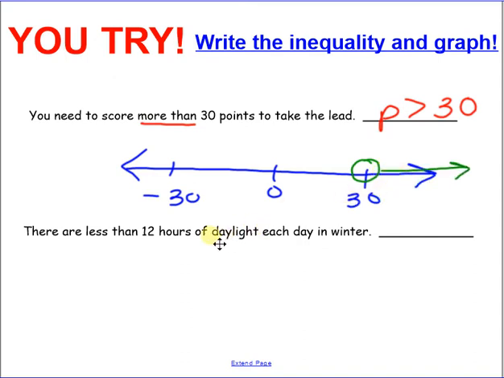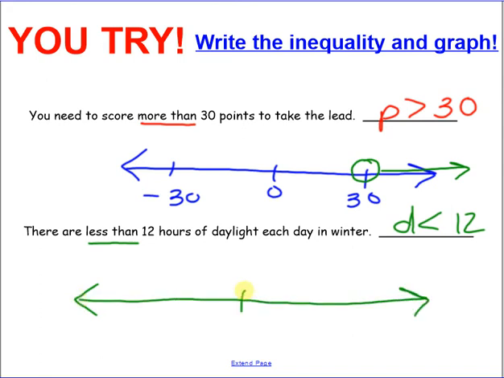Okay? The next one says there are less than 12 hours of daylight each winter. So "less than" is going to be our keyword. I'm going to use D for daylight, and our number is 12. So what is our symbol? Well, this number right here has to be less than 12. So it's going to be the less than sign. And now we're going to go ahead and put it on a graph.